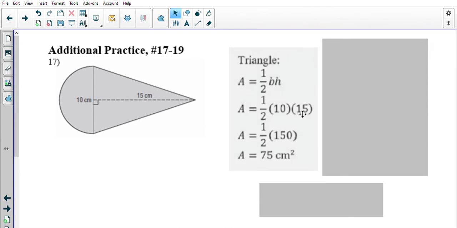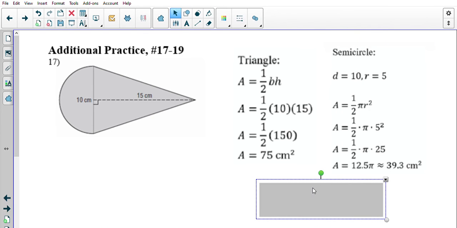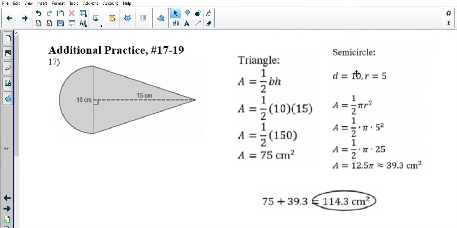All right, so hopefully you've given these problems a try and didn't find them too difficult. In fact, number 17 is pretty similar to the first one we saw. This is composed of a triangle and then a semicircle. Now, again, a lot of times students try to split this big triangle into two little triangles. No need to do that.